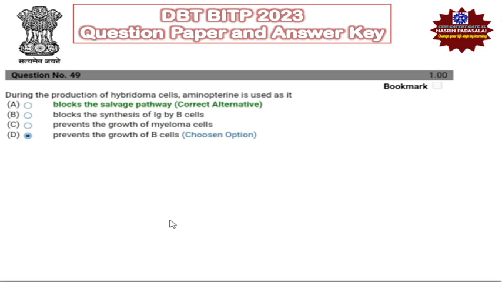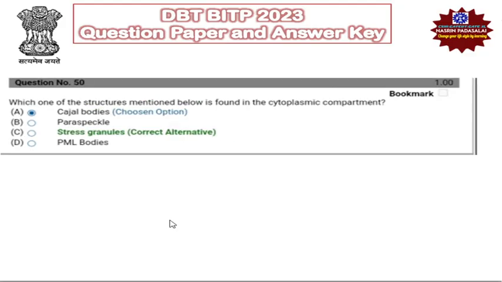One question has been asked. In that, during the production of hybridoma cells, aminopterin is used to block the salvage pathway. Aminopterin is generally used for blocking the salvage pathway. This is also a repeated question.